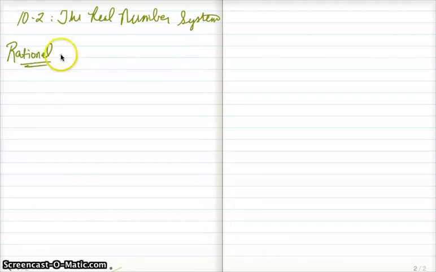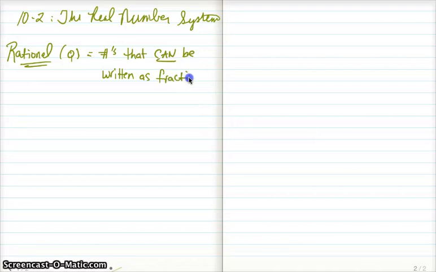So rational numbers, usually we use a Q to describe rational numbers, and they are numbers that can be written as fractions. This includes almost every number we have ever worked with. So 7/9, -1.1, that could be turned into a mixed number and then a single fraction. 0, 2.